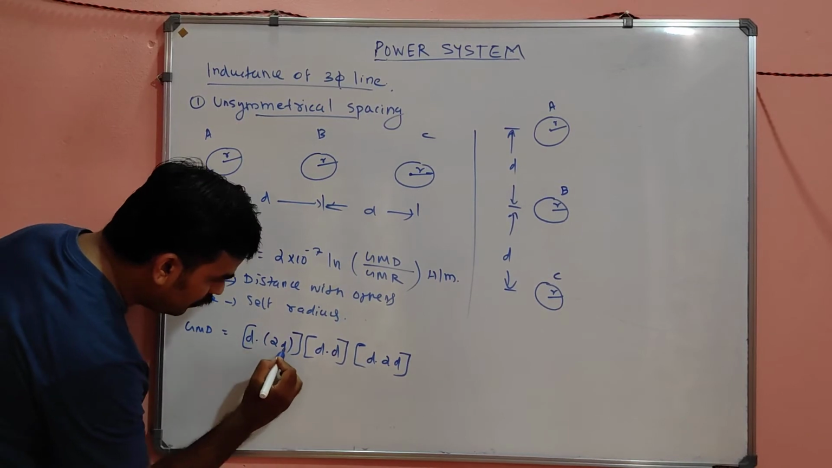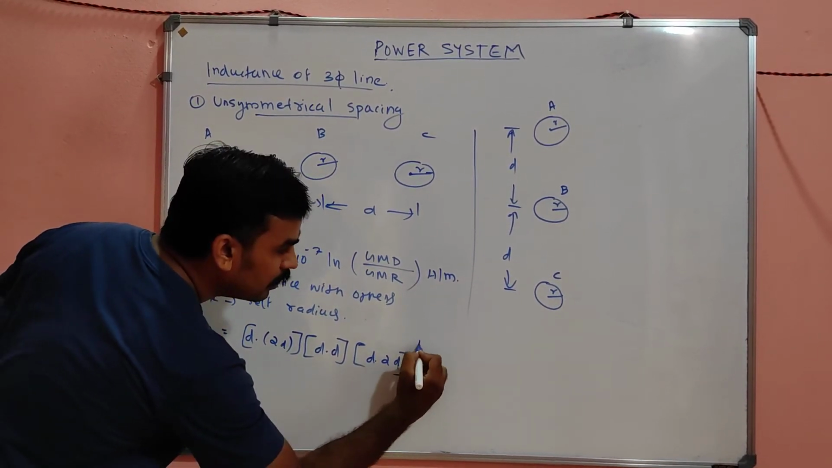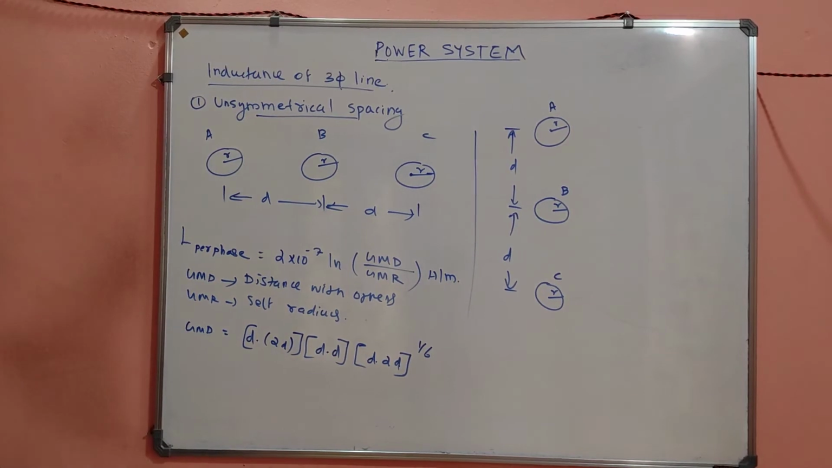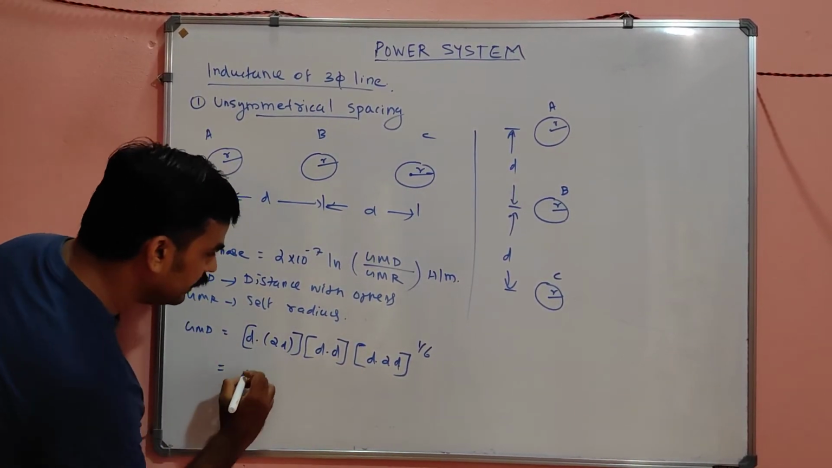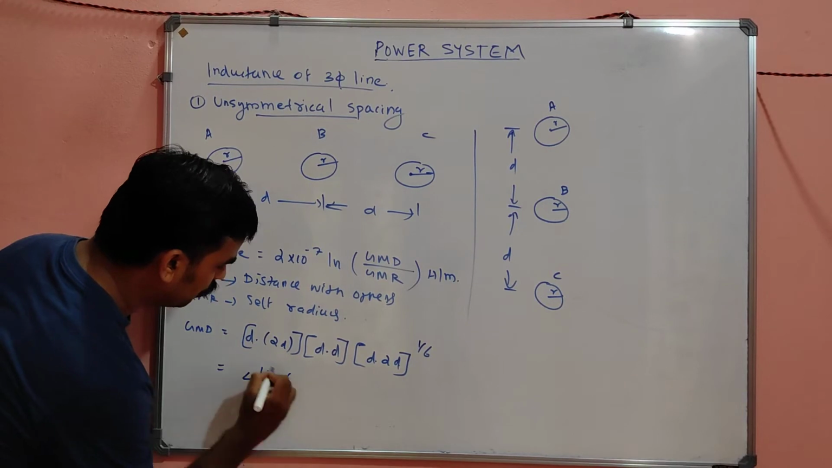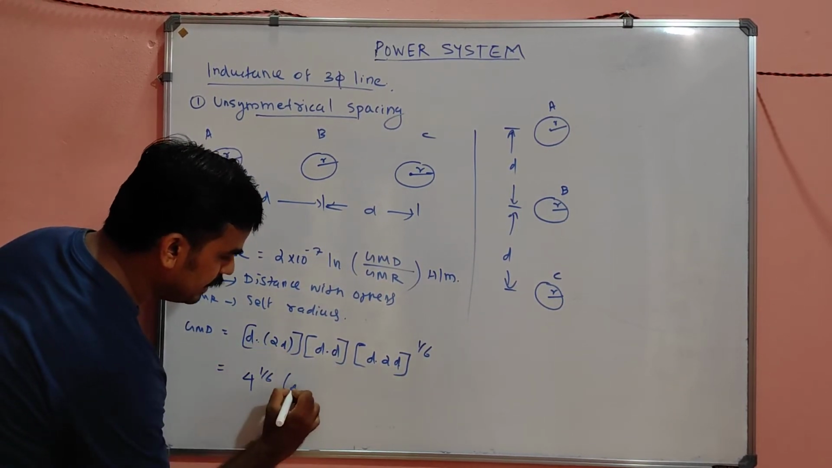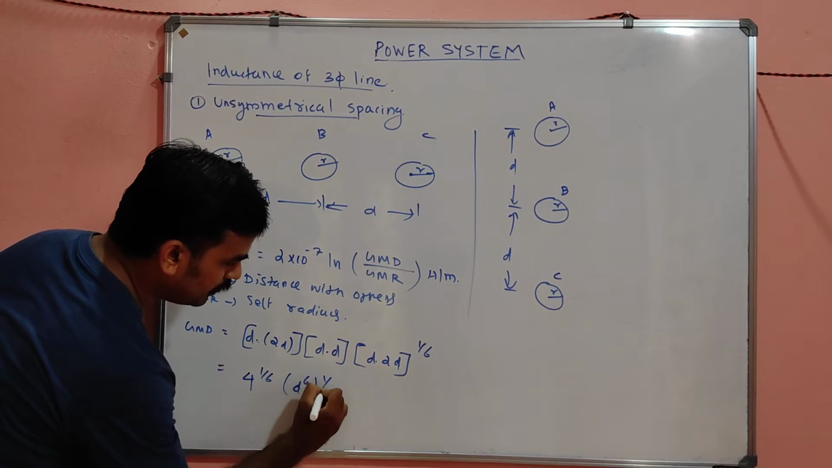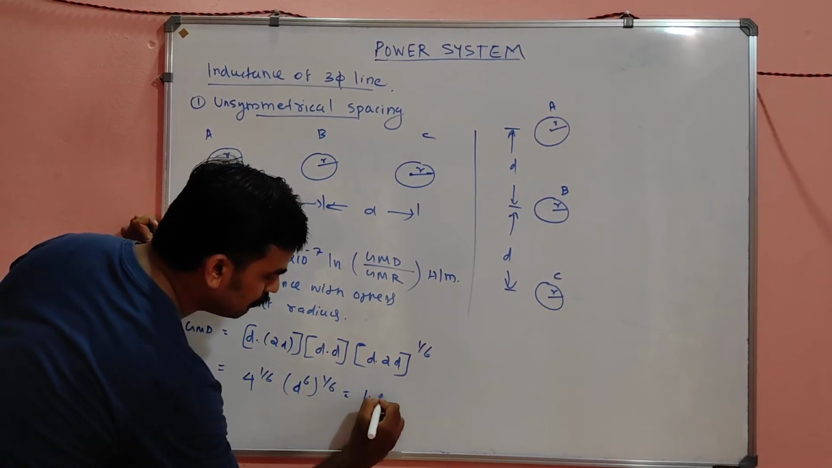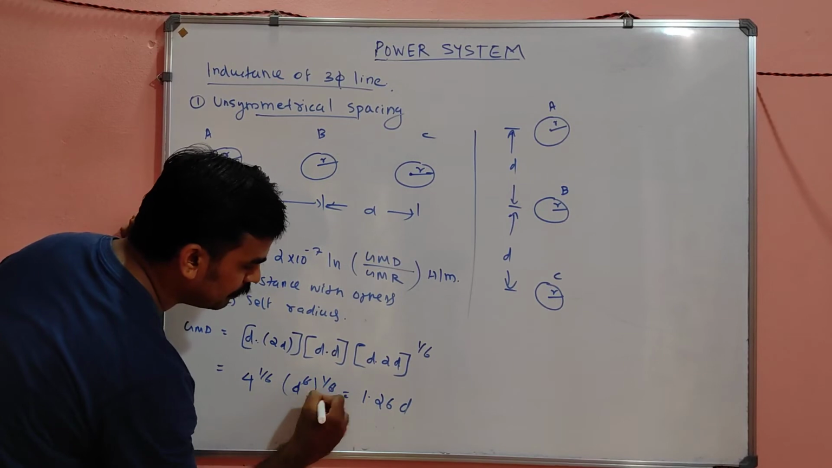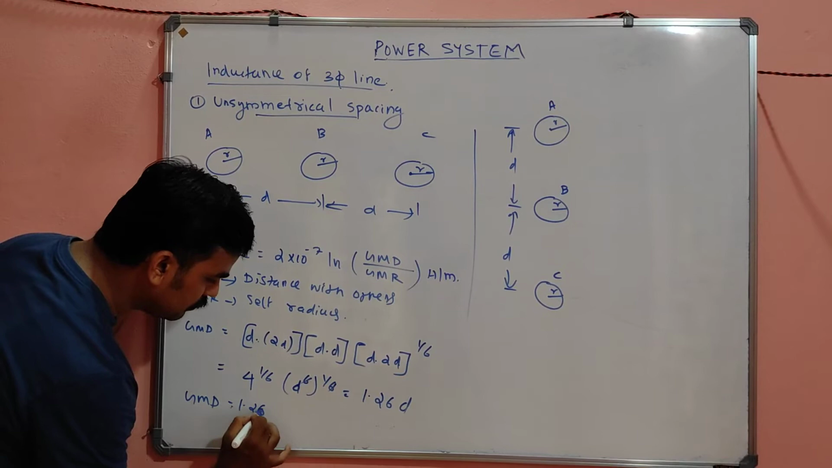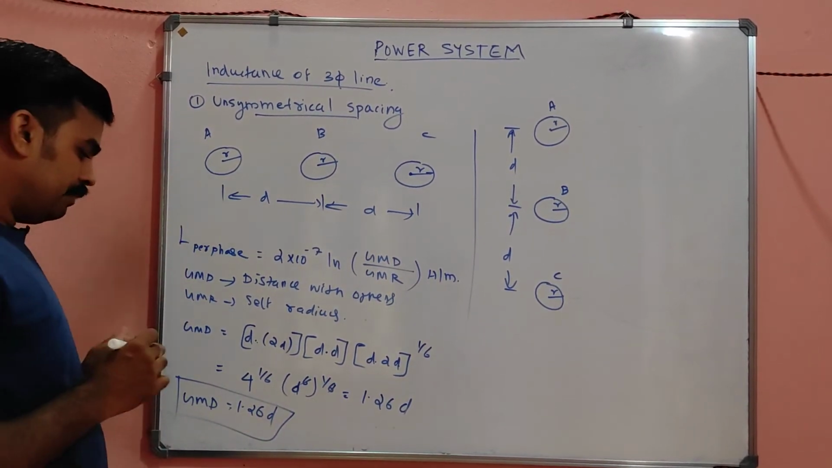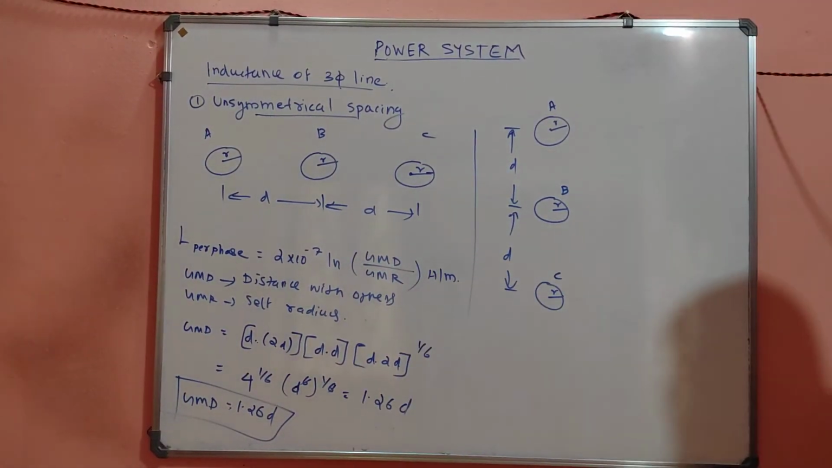How many terms are there? 1, 2, 3, 4, 5, 6, raised to 1 by 6, that's all. That is the GMD. So by solving this, I will get 4 raised to 1 by 6 into D raised to 6, whole raised to 1 by 6. 4 raised to 1 by 6 is nothing but 1.26. And D raised to 6, raised to 1 by 6, the powers cancel, simply D. So GMD will be equal to 1.26D. Very, very important.